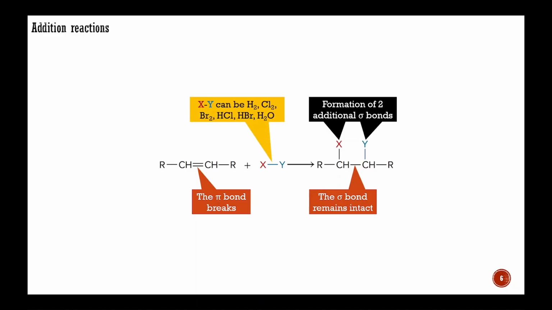Reagents commonly added to multiple bonds include hydrogen gas, halogens, strong acids such as hydrobromic acid, and sometimes water. Finally, the carbon atoms are bonded to more atoms in the product than in the reactant, which is a key characteristic of an addition reaction.